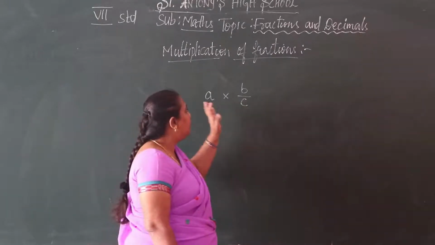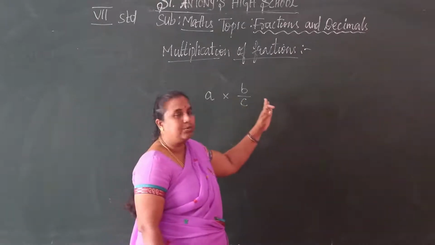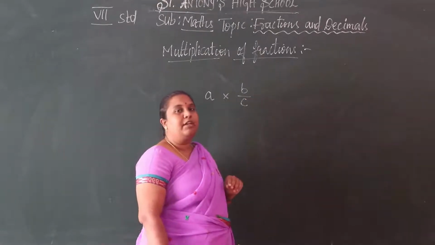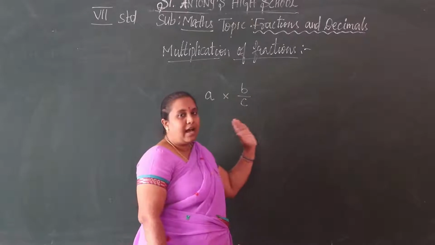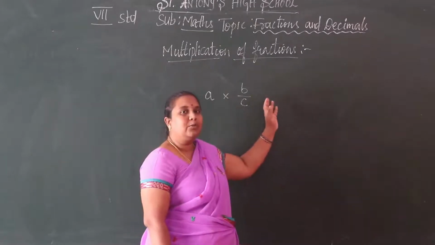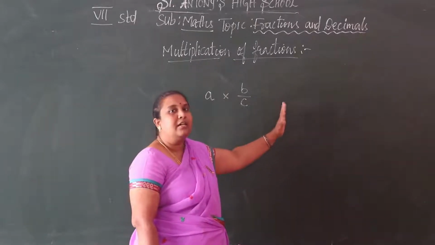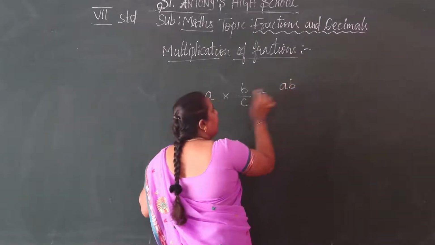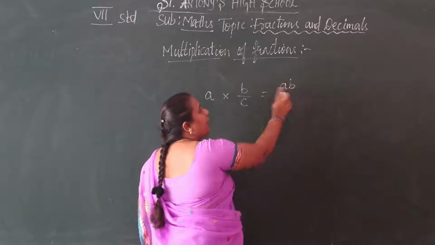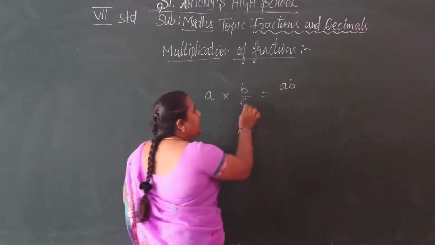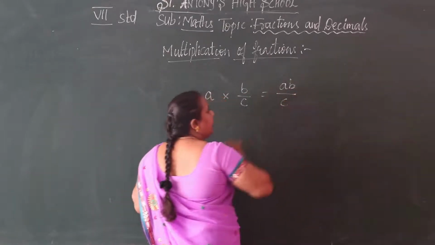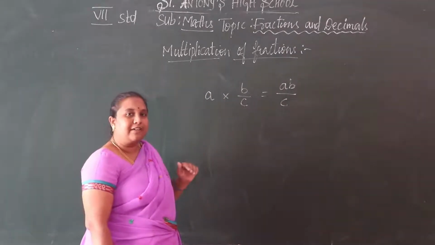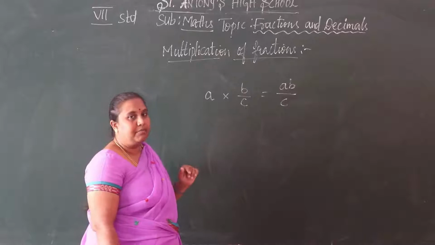So we have to multiply the whole number to the numerator of the fraction, and we write the result as the numerator of the solution. That is, we are multiplying a into b, we have ab, and the denominator we write as it is. So this is the multiplication of a fraction and a whole number.